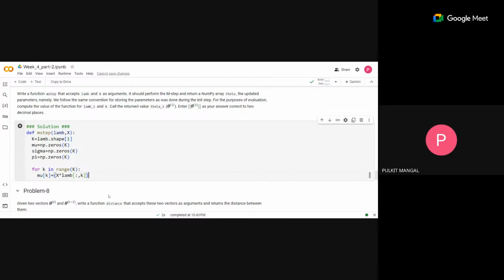If you don't put this sum here, what you will get as the output is a vector that has basically the entries for only the multiplication. And you need to divide this whole thing with the summation of the kth column of the lambda matrix. That is just this dot sum.